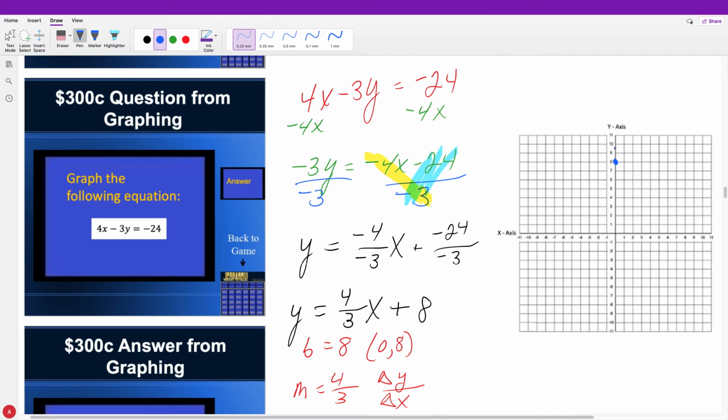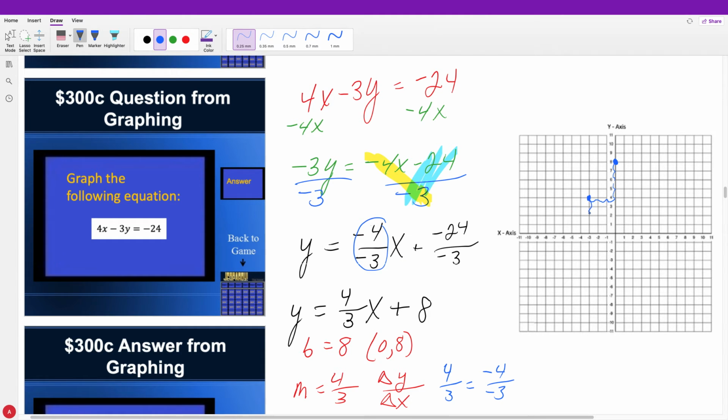All right, now if I try to count up and over, I'm going to go off my graph. So remember, 4 over 3 is the same as negative 4 over negative 3 because a negative divided by negative is positive, and that's actually what generated our answer here. So that means I'm going to count down. So 1, 2, 3, 4, and then to the left 3. 1, 2, 3. So there's my next point.